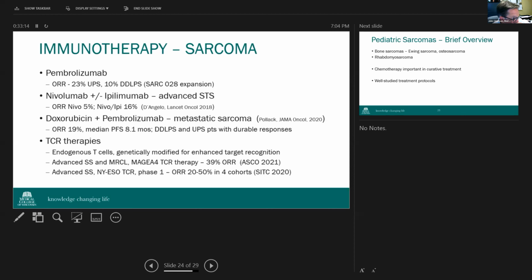Another part of immunotherapy that's exciting is you hear about CAR T cells for some of the blood cancers. There's similar technology modifying the T cell receptor on a patient's own T cells, and then reinfusing them to target these antigens, NY-ESO or MAGE-A4. And there have been some really exciting response rates with those, but this is limited to people whose tumors express those antigens, and it's, SS is synovial sarcoma and MRCL is myxoid liposarcoma. And you have to have a specific HLA type to have this study apply to you.